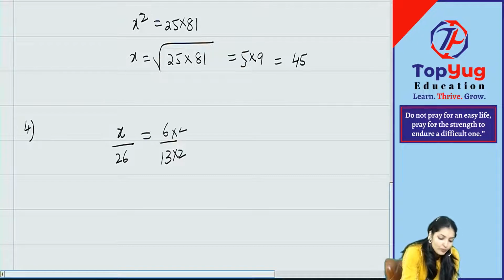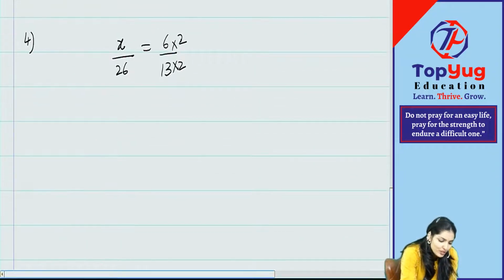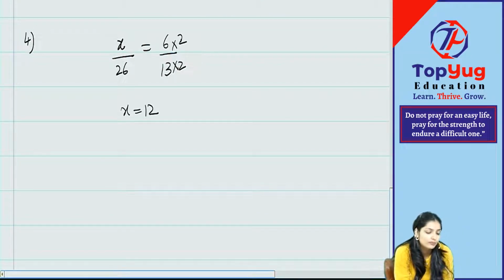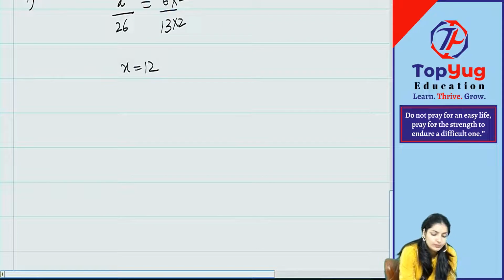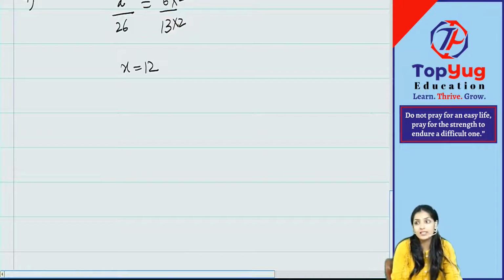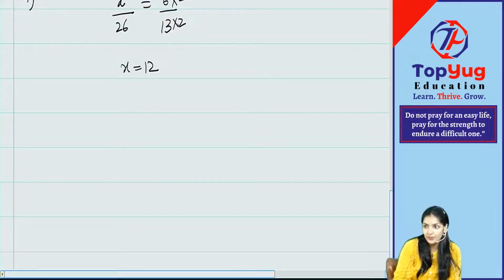So into 2, or you do the cross multiplication. Whatever you feel like doing. So x is equal to 12. Guys, question would be confusing. You have to understand. Read it twice, thrice, understand and then do it. Okay?